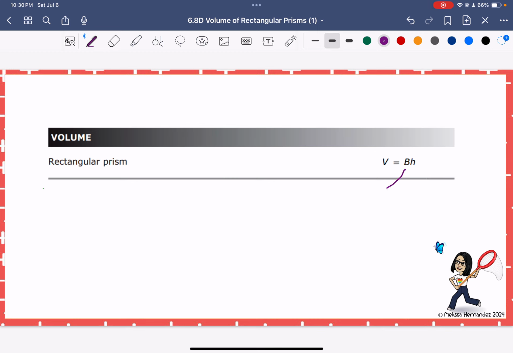So this capital B means area of the base. H is your height, meaning the distance between both bases.